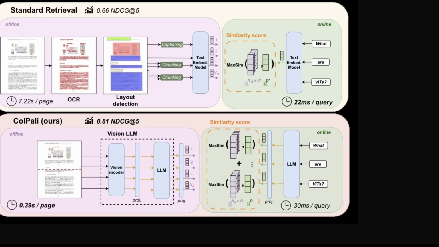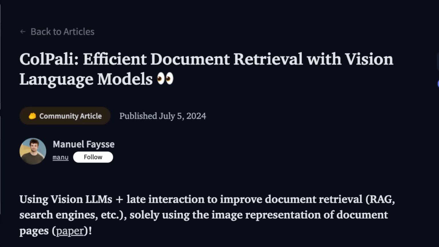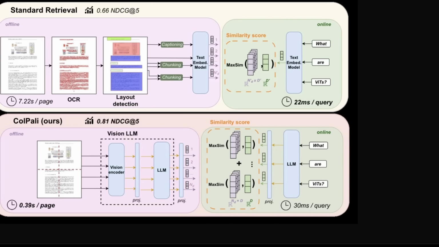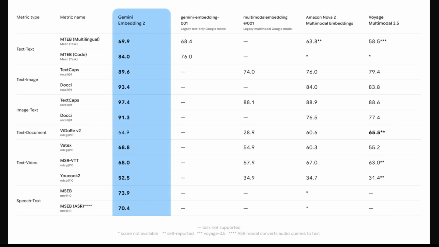Now, Google is not the first one to create these multimodal models. I previously covered ColPali. This is a multimodal model that treats images and text using the same vector, the same embedding model, without need for this intermediate transformation. But Google has probably taken this to the next level. And if you're building a retrieval system, you should definitely look into this model.